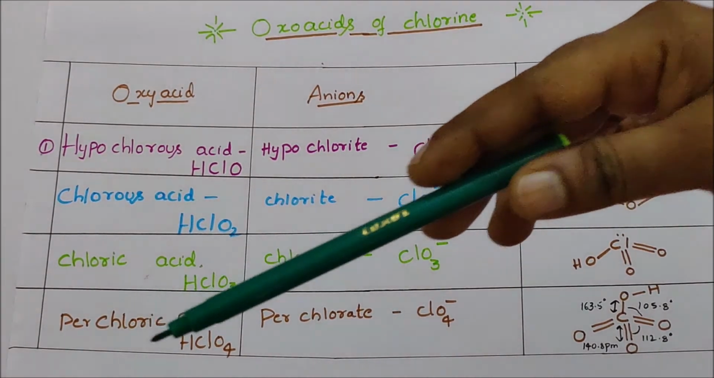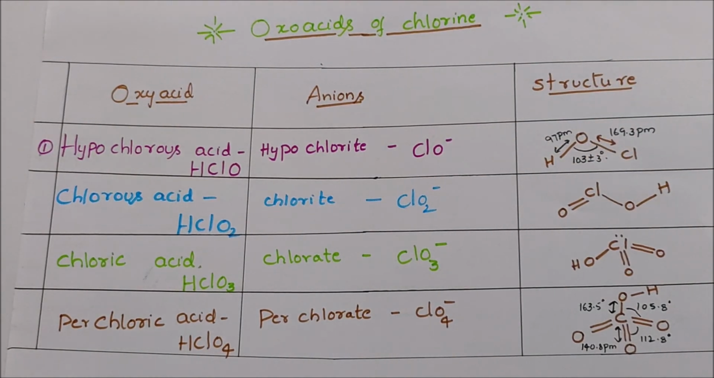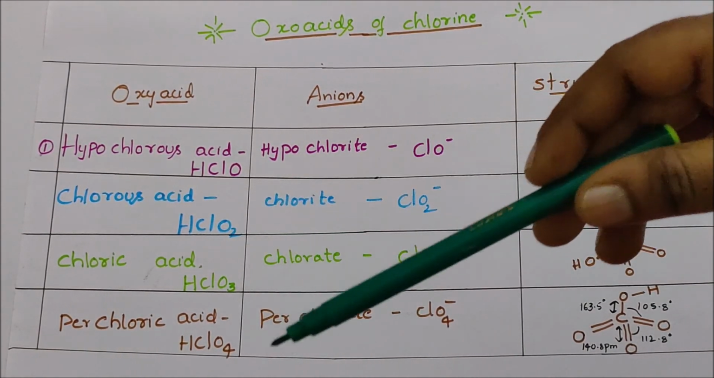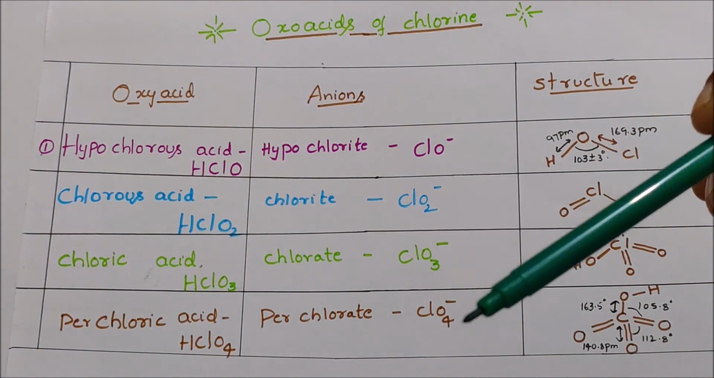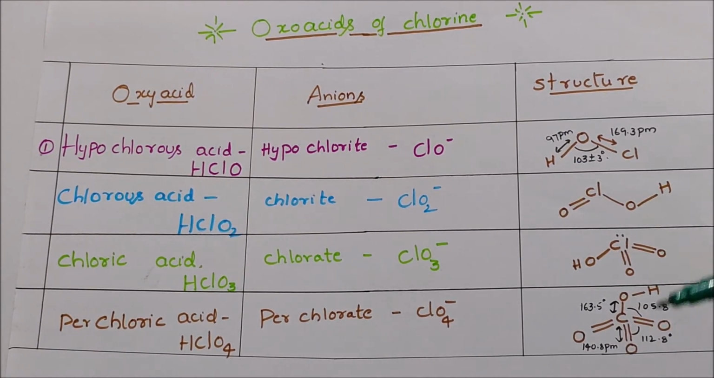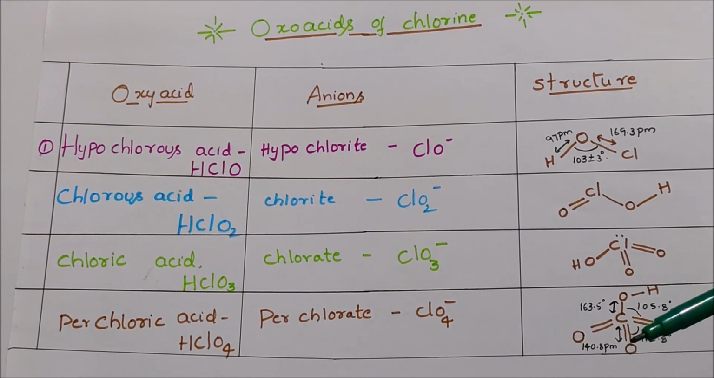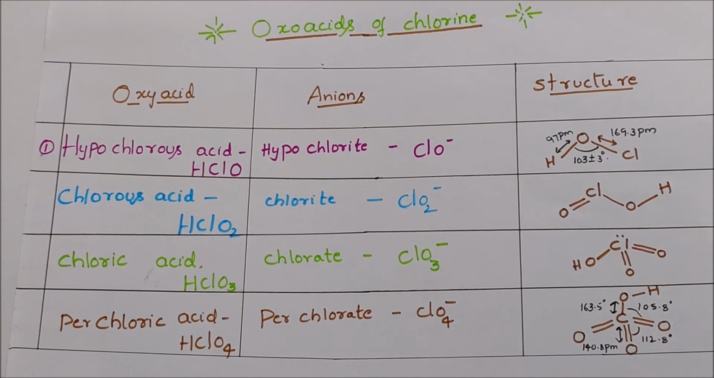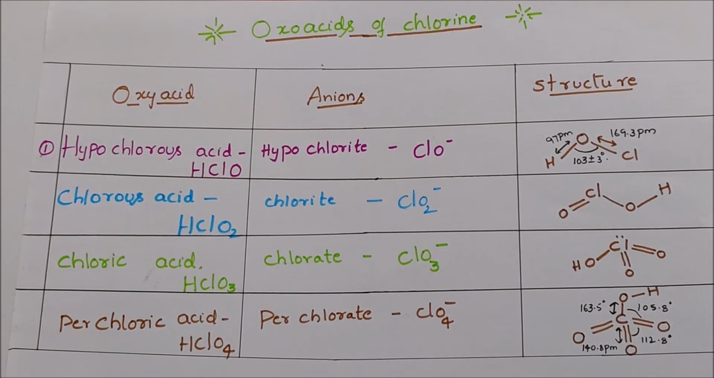And the fourth one, perchloric acid, that is HClO4. In perchloric acid, the perchlorate ion is ClO4 minus. These are arranged like this. The shape of the molecule is tetrahedral, and the bond length between Cl and O is 163.5 picometers. In this, the angle is 105.8 degrees, and for the Cl double bond O, the bond length is 140.8 picometers, and the bond angle is 112.8 degrees.